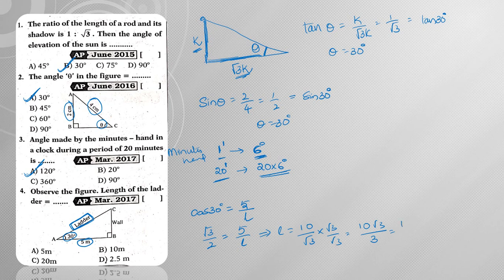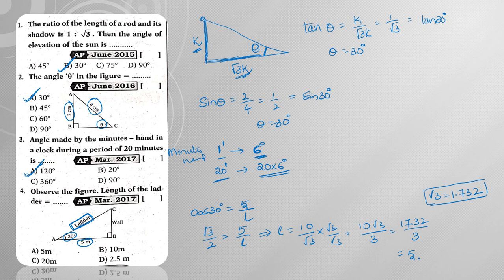Now this 10 √3 I can write as 17.32, because √3 value is 1.732. This you have already learned, right? You need to remember these values: √2 value, √3 value, √5 value, right? So all these values you need to remember. So when I substitute, 10 into 1.732 is nothing but 17.32 divided by 3. So 3 6s are 18, that means it is nearly 5 something, right? So 3 5s are 15.